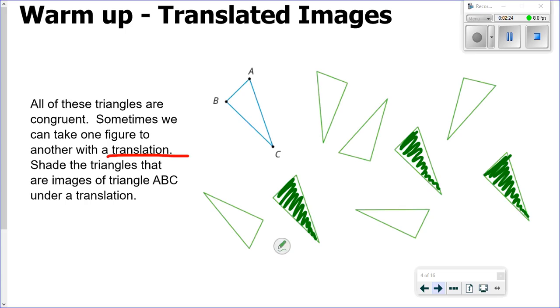For example, if we were to look at the figure just to the right of triangle ABC, we would say this is probably a reflection or a rotation, possibly, of triangle ABC. So please ensure that you have the following three triangles shaded in. If you do not, go ahead and pause the video now and correct your work.